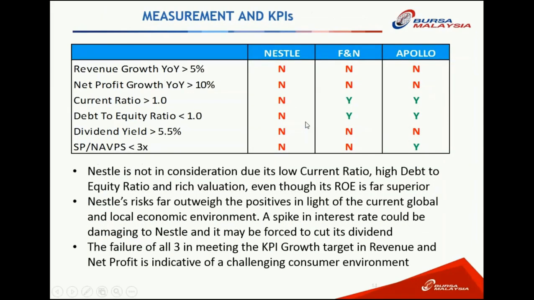So in terms of measures and KPIs, this is the kind of ratio that I use. Nestle failed all the ratios. For FNN, because of its revenue growth and net profit being negative, they didn't meet the criteria, but at least their balance sheet is good. The dividend yield also didn't meet the 5.5%.